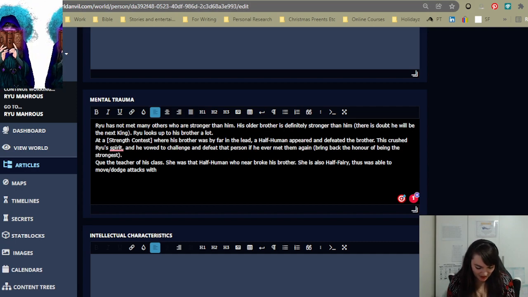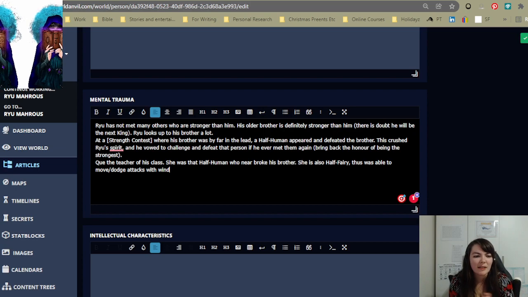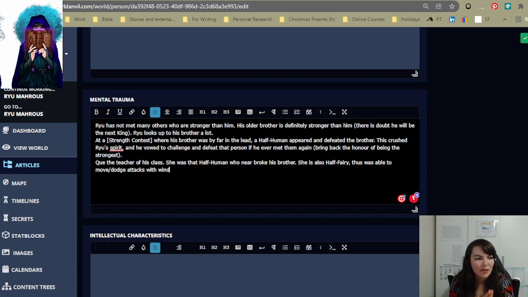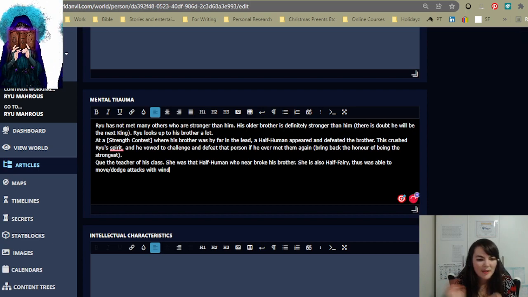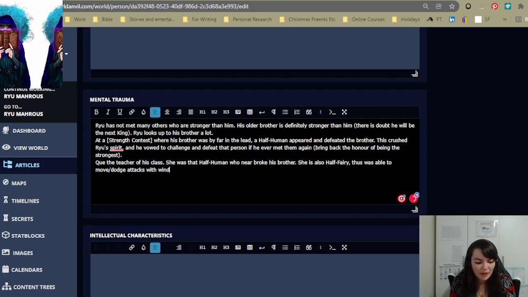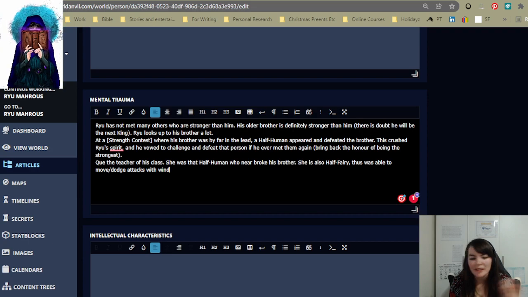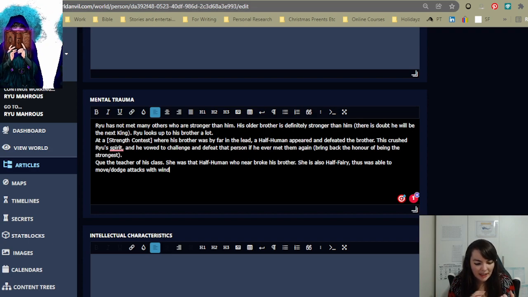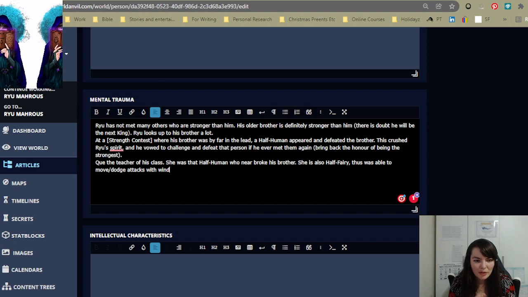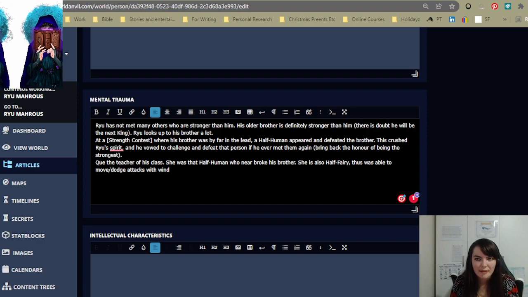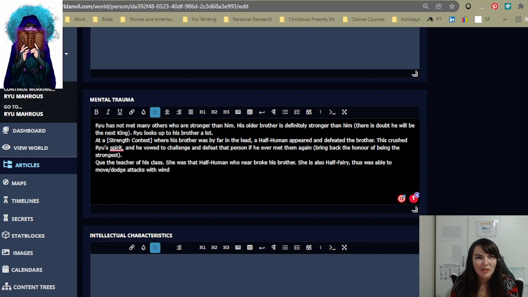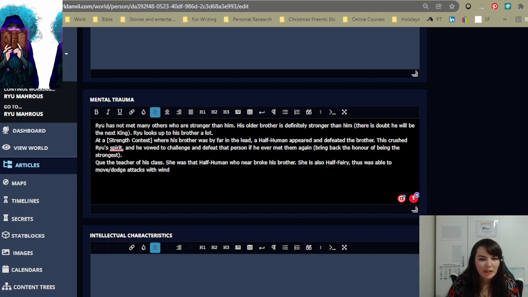She's able to move it, dodge attacks with wind. Oh yeah, that's the other thing with fairies. Their magic is air and stuff. So not only can they use wind and create thunderstorms and things like that, but they also control things like electricity.